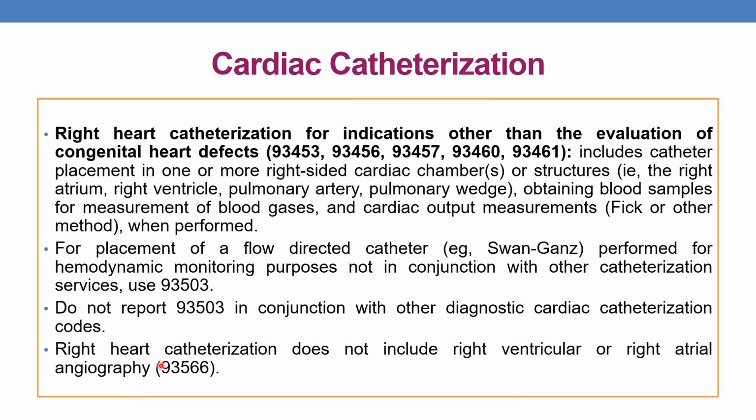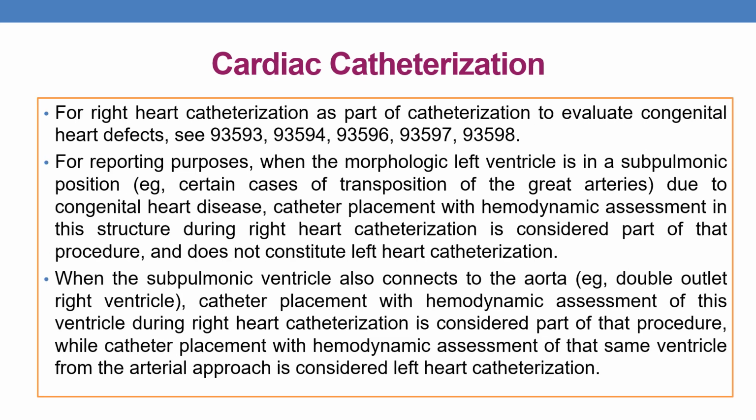This is important. Right heart catheterization does not include right ventricle or right atrial angiography, which is given by CPT 93566. Whenever atrial angiography is performed in addition to right heart catheterization, you need to report this code separately, 93566. For right heart catheterization as a part of catheterization to evaluate congenital heart defects, you need to refer to the codes for catheterization for congenital heart defects that come under the following category.